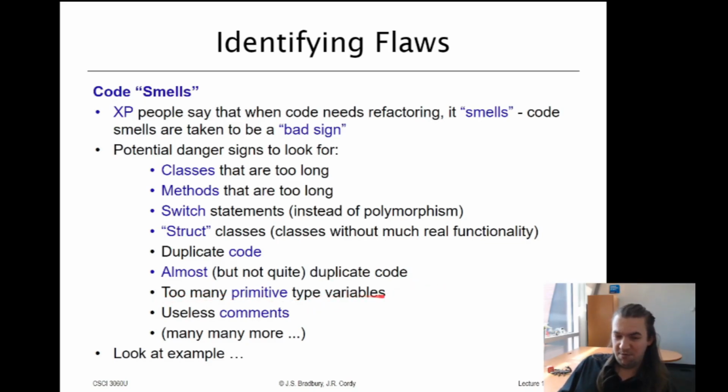Having too many primitive type variables: if you have excess variables you simply don't need, maybe some of these should be constant, maybe some of them should be removed completely. Useless comments, this is of course a big one, because a lot of programmers don't know what's clear and what's not. You should only comment things if they need to be explained, not every line. And of course there are many more.